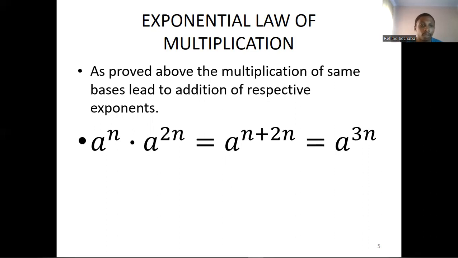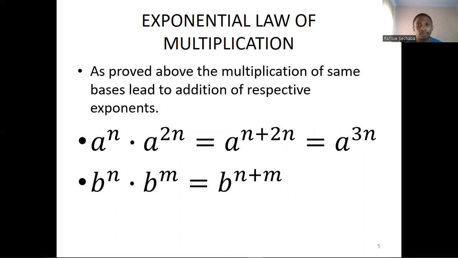Similarly, if I've got a base of b raised to the exponent of n multiplied by a base of b raised to the exponent of m, that will be written as a base of b, and then you add the respective exponents. So your exponent will now be n plus m.